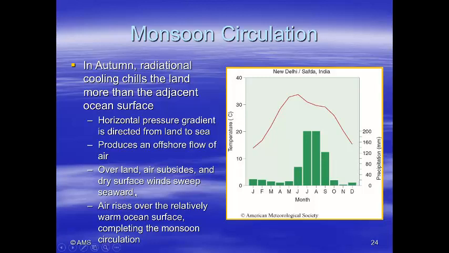So, unlike New Jersey, where we would see a cold January, and then a hot August, and then a cold December, what we see is that we have a hot, dry winter and a hot, wet summer.